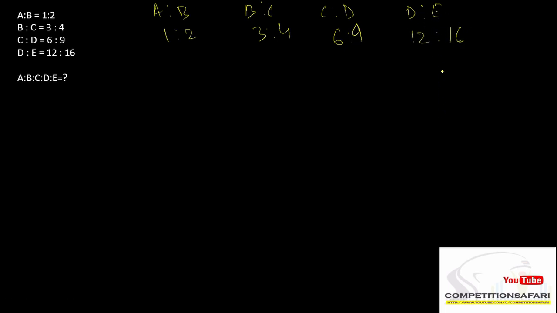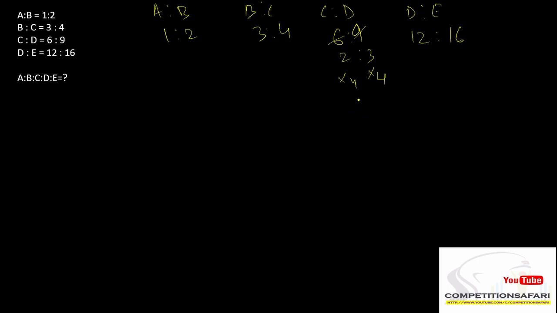So the last quantity remains as it is. Let's see. Here we can simplify it in its simplest form, which is 2 is to 3. Let's take a look. When D is 12, E is 16. When D becomes 12, C becomes 8.